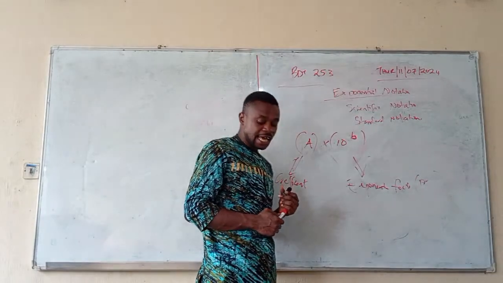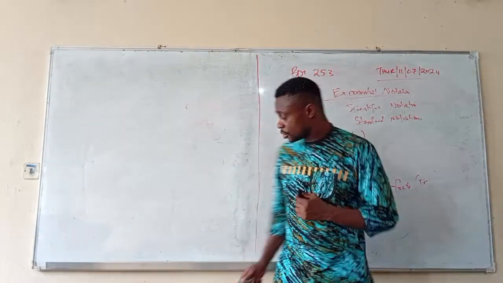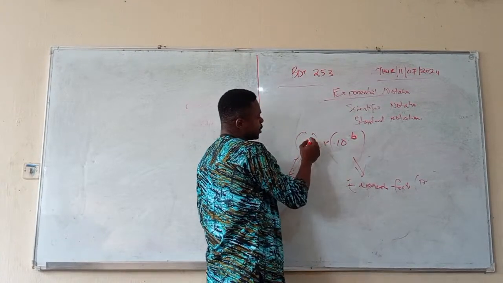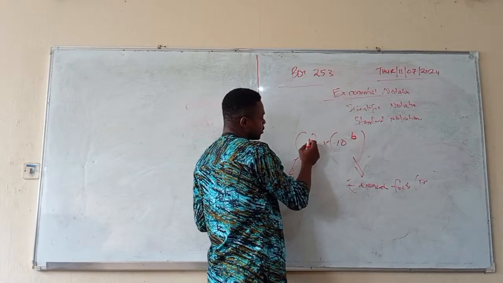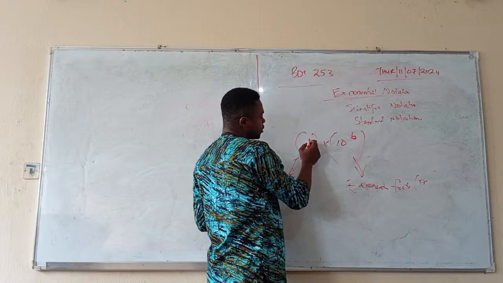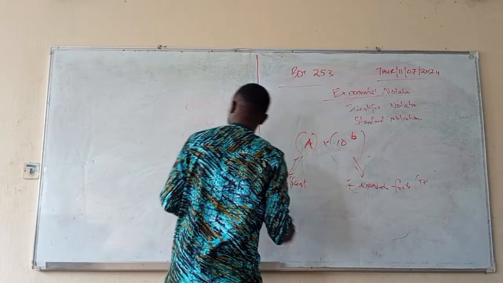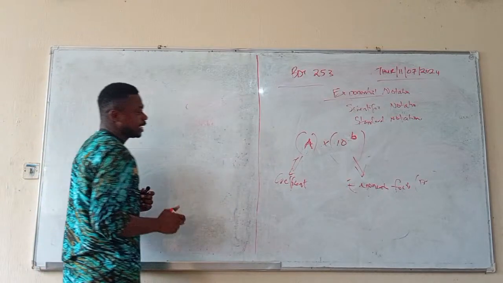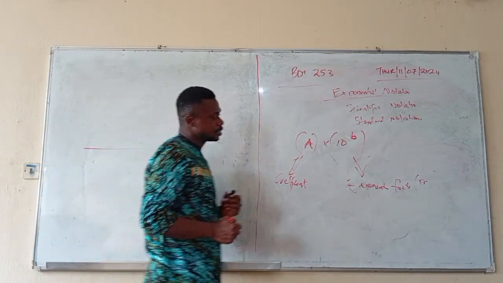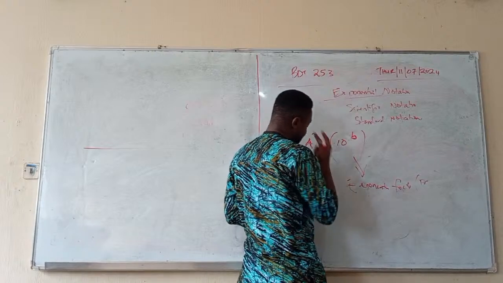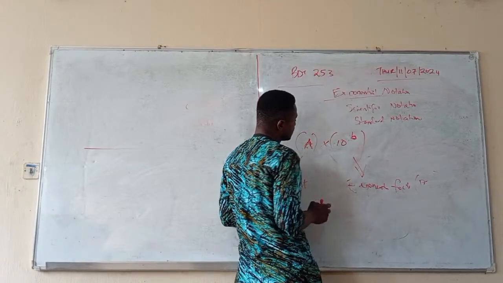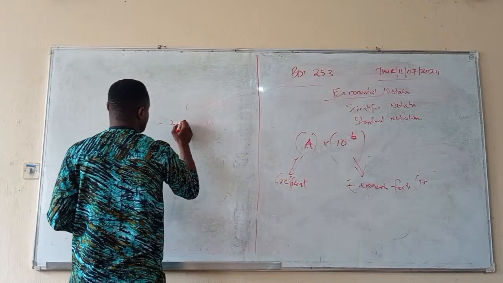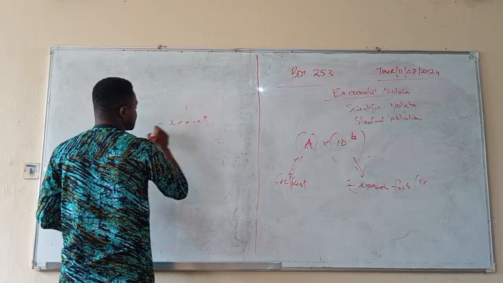But this A, from what we discussed in number line, have you ever seen a number like this? Minus 2.0 times 10 to the power 4. Does it exist?